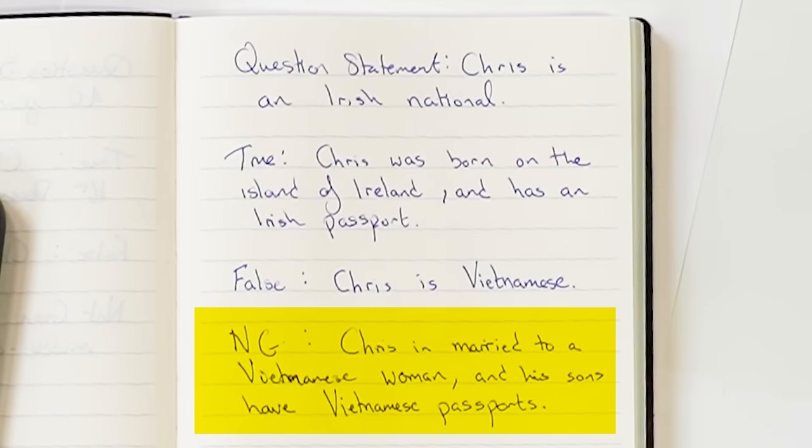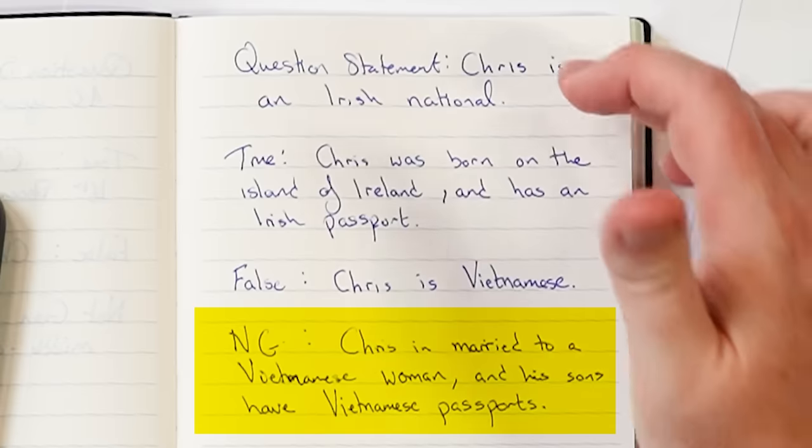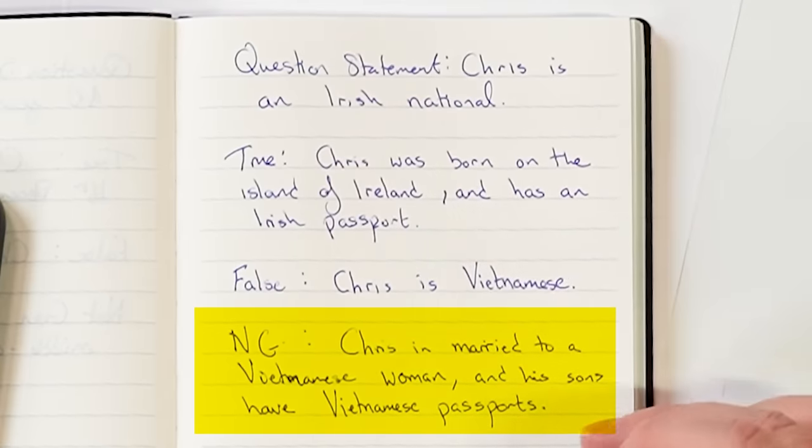Chris is married to a Vietnamese woman and his sons have Vietnamese passports. So my wife is Vietnamese, my sons are Vietnamese. Am I Vietnamese? We don't know. So this is not given. There's just not enough information for us to look at this question statement and say whether it is true or whether it is false.